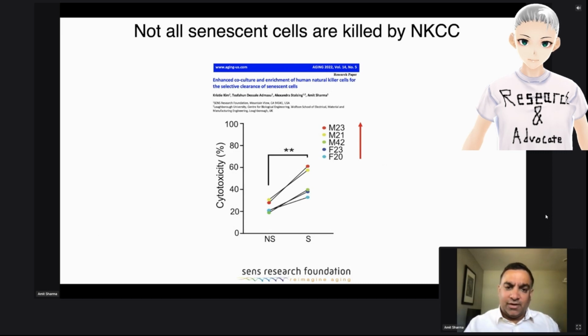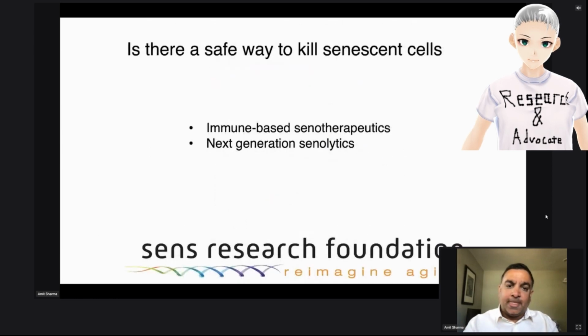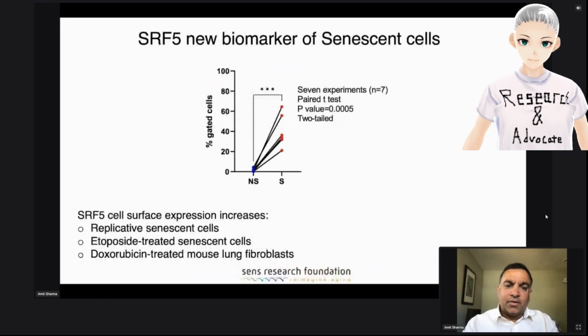We cultured them in vitro, and then we co-cultured them with senescent cells, and we looked at cytotoxic function that was still not as good as we would have liked. So we're finding ways to improve it, and there are several things we're doing and trying with the intention of developing immune-based therapeutics. So based on our proteomics, we thought, okay, NK cells have the ability to kill senescent cells, but it is not perfect. Can we improve it?